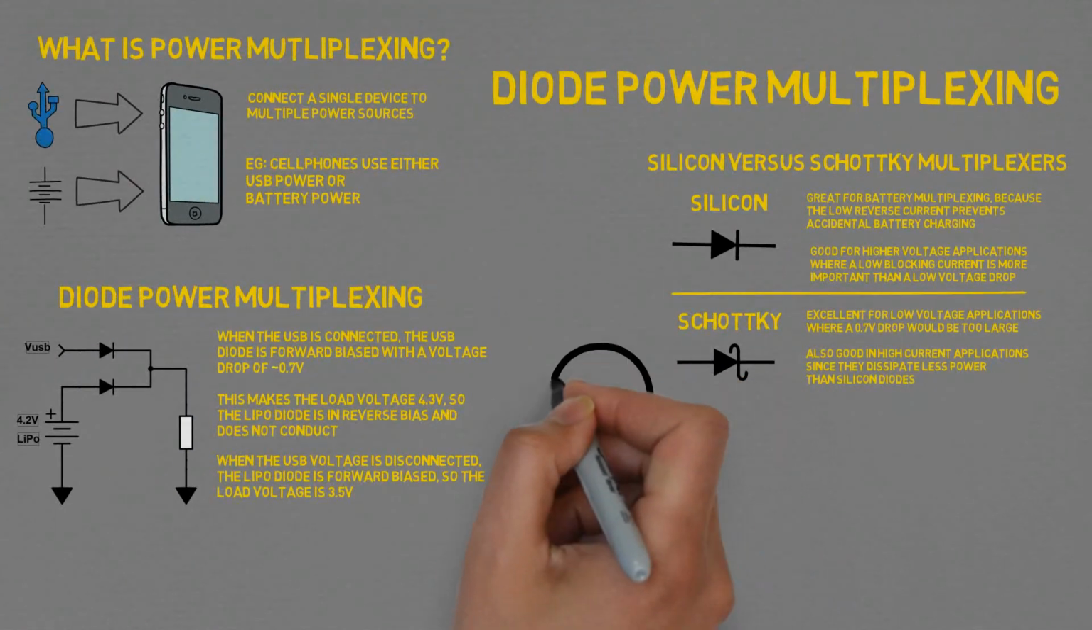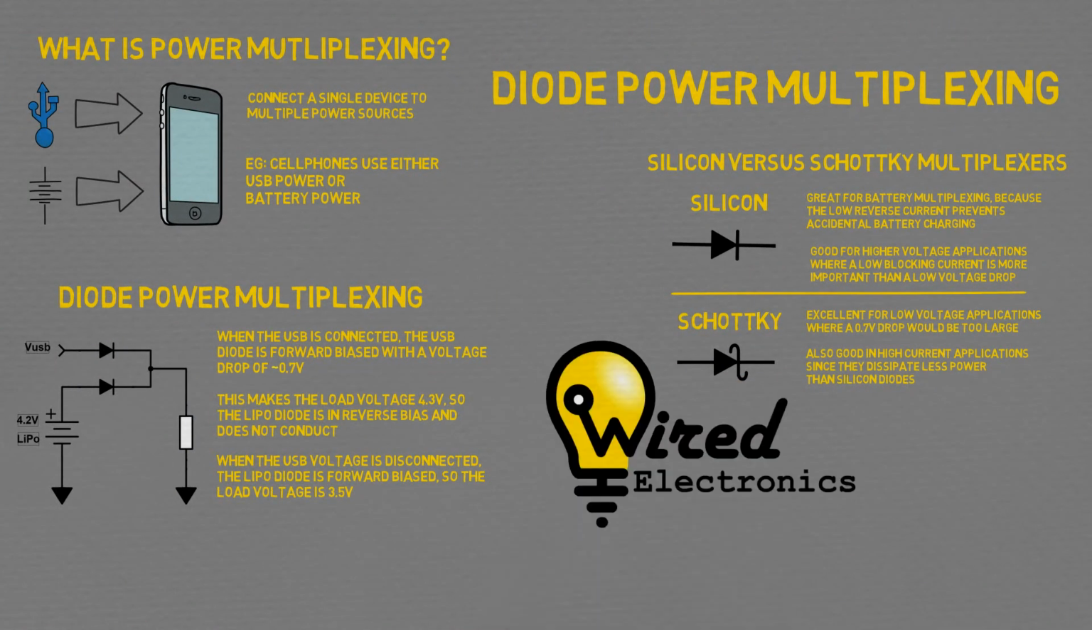In the final video of this diode series, we'll look at how diodes can be used to turn AC voltage into DC.